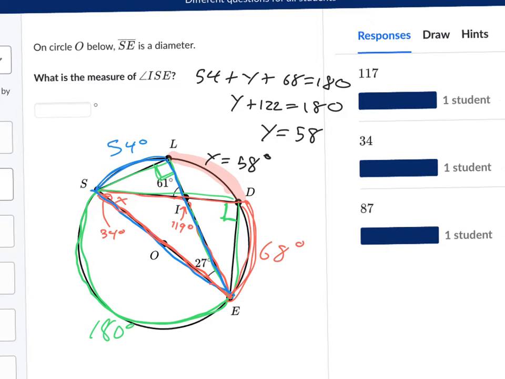So that's how you could find all the different parts. This picture shows up a lot. That's kind of how it works. I'm going to do one more on the next page.